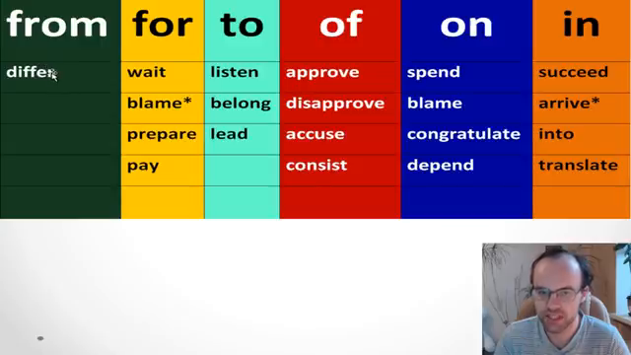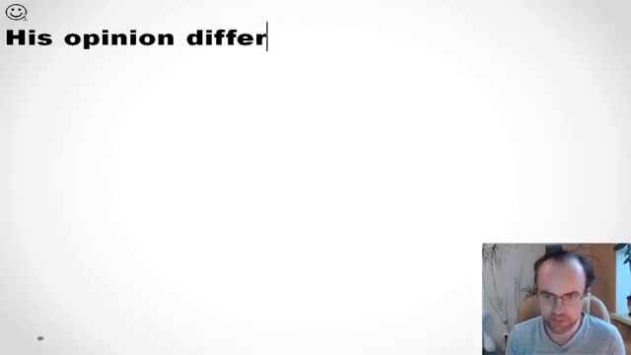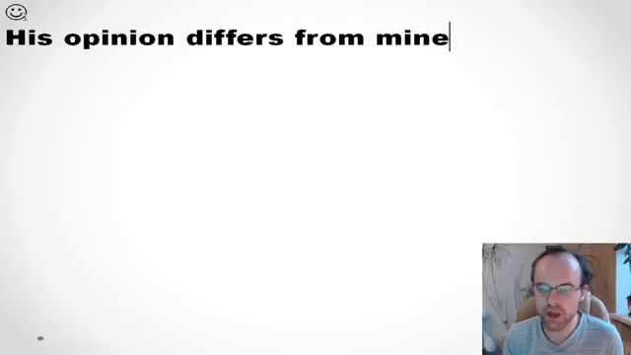For example, his opinion differs from mine. So let me type it for you. His opinion differs from mine. Or from my opinion. It means that his opinion is different from mine. So differ is a verb here. So his opinion differs from mine. Or, for example, his style of teaching English differs from mine.